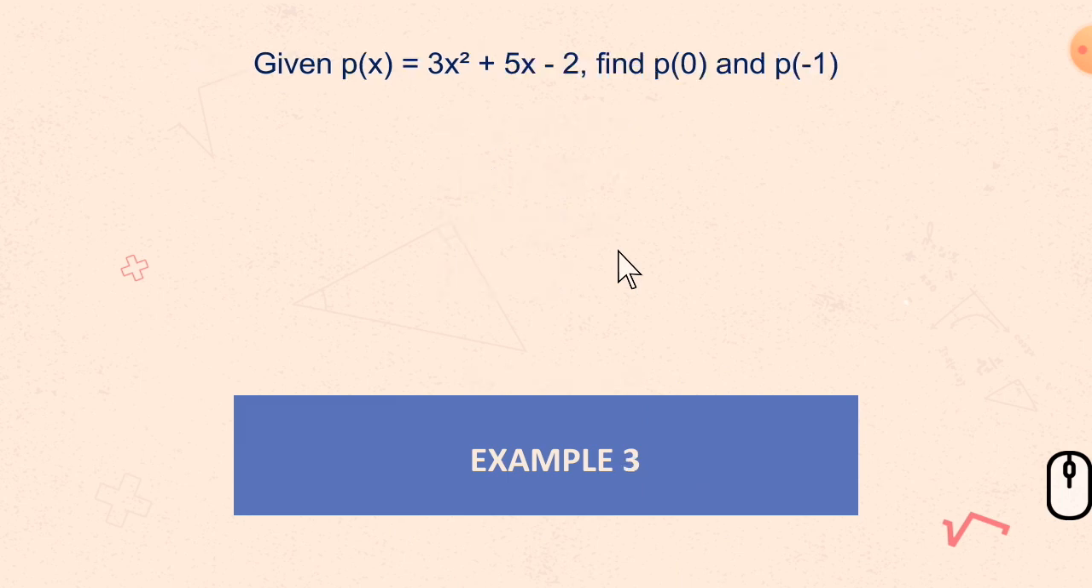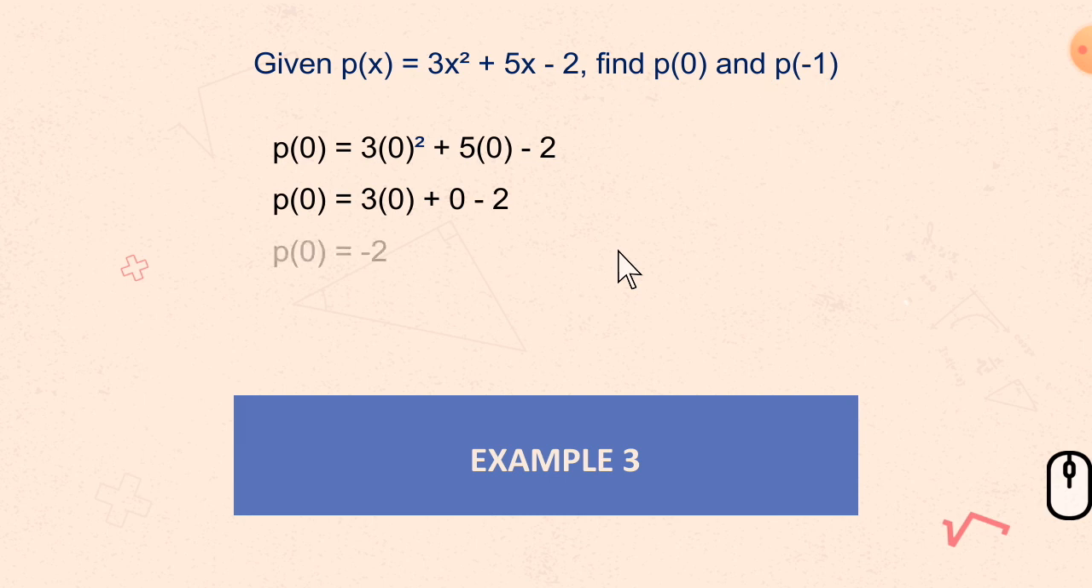Next, example number 3, given P of x is equal to 3x squared plus 5x minus 2. Find P of 0 and P of negative 1. So, unahin muna natin si P of 0. Substitute natin sa value ng x. So, ayan. Then, simplify. So, 0 squared is 0. 5 times 0 is 0. And then, the answer is negative 2. So, 3 times 0 is 0 plus 0 plus 0 is 0. Minus 2 is negative 2. So, yan yung answer natin sa ating P of 0, negative 2.